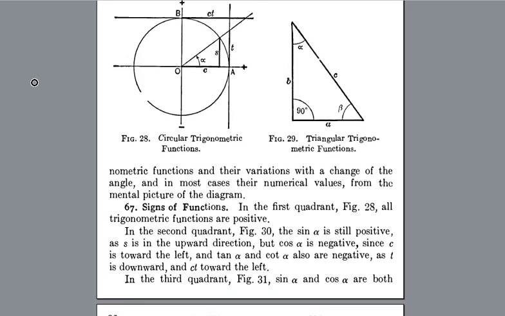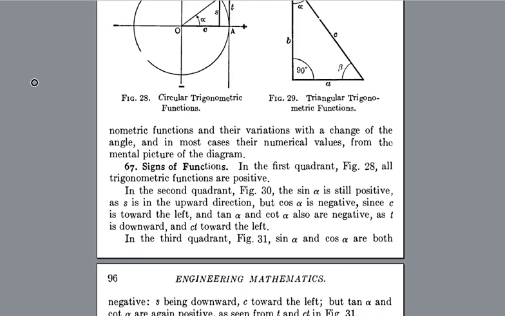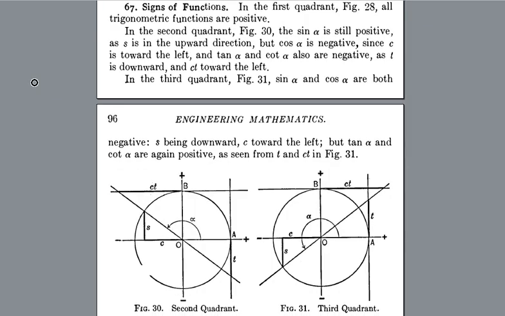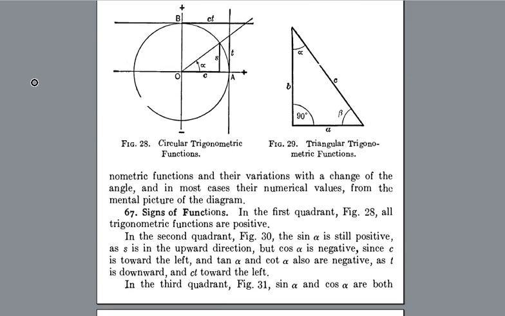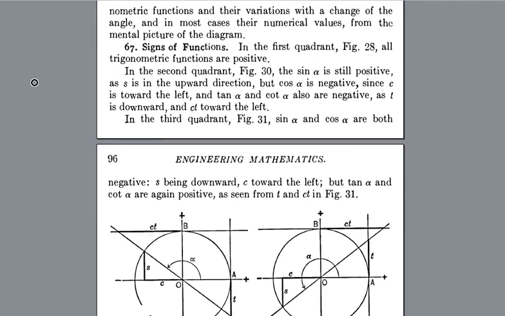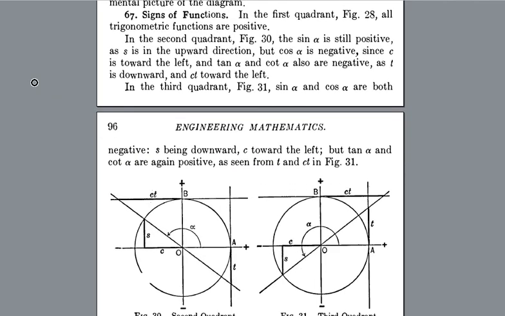67. Signs of functions. In the first quadrant, as shown in Figure 28, all trigonometric functions are positive. In the second quadrant, shown in Figure 30, the sine of alpha remains positive because the projection labeled S is in the upward direction. The cosine of alpha becomes negative because the projection labeled C points toward the left. Both the tangent of alpha and the cotangent of alpha are negative because the intercept labeled T is directed downward, and the intercept labeled CT points toward the left.